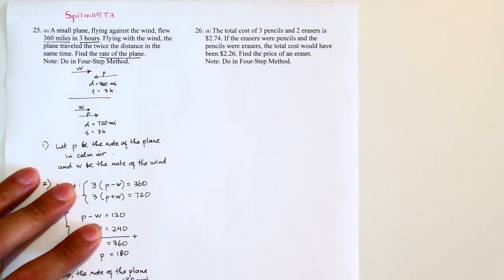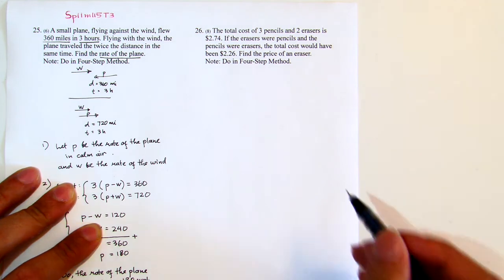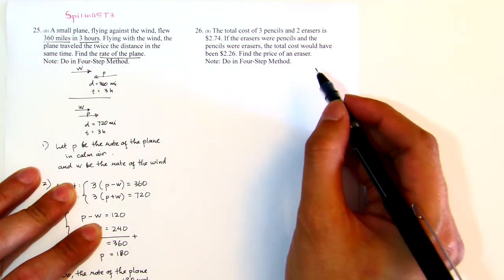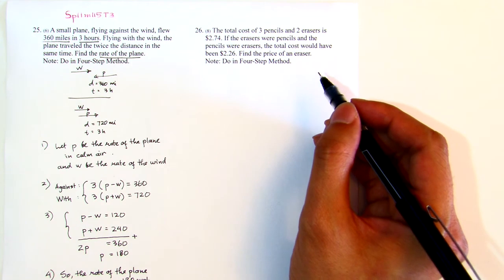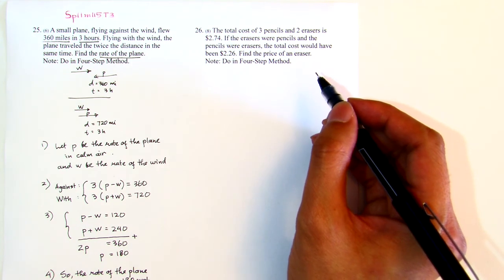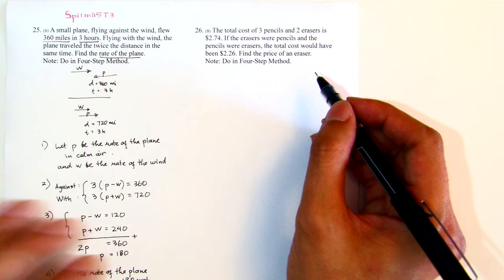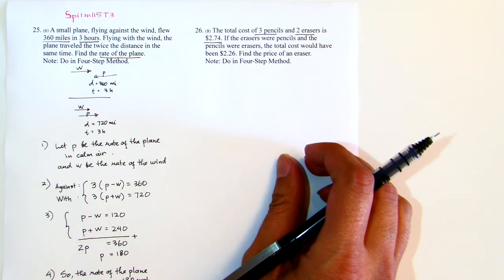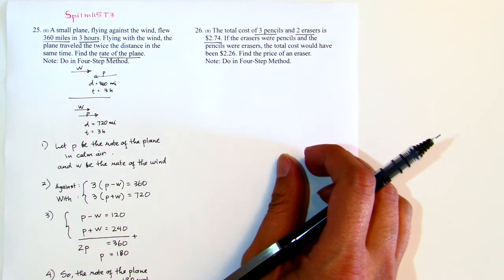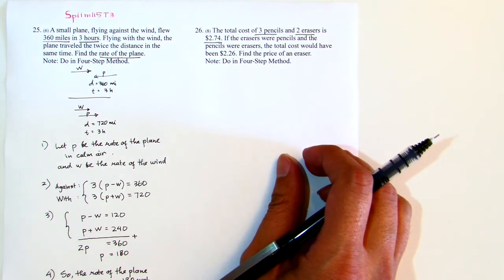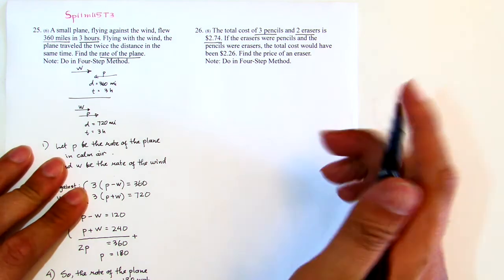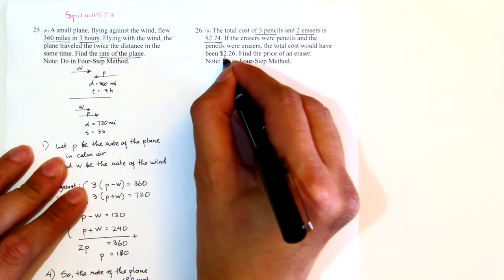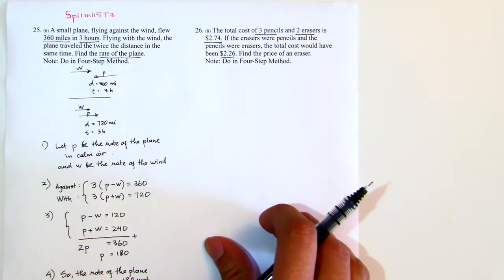Now let's take a look at Spring 2011 Math 115 Test 3. Number 26. Total cost of 3 pencils and 2 erasers is $2.74. If the erasers were pencils and the pencils were erasers, the total cost will be $2.60.